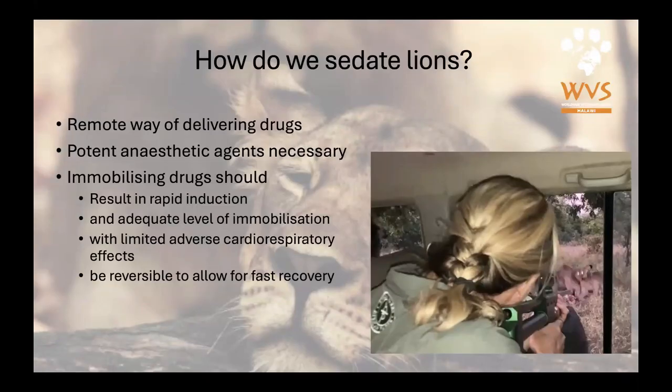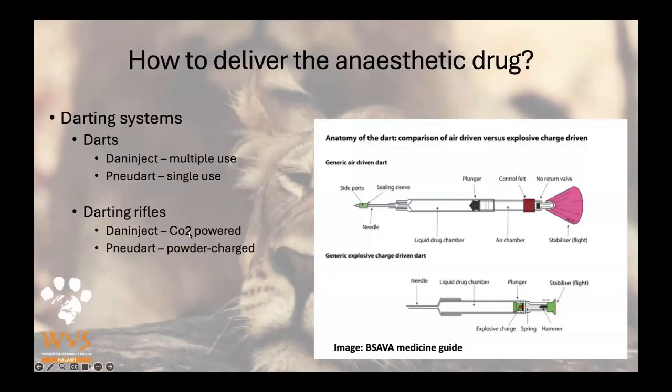So we need potent anesthetic agents, and these drugs should result in a rapid induction and an adequate level of immobilization. We would like to have limited adverse cardiorespiratory effects, and the drug should be reversible to allow for a fast recovery when we're done. So how do we deliver the anesthetic drug? It was great that Isaac has already touched on that. So there are different darting systems, different darts and different darting rifles.